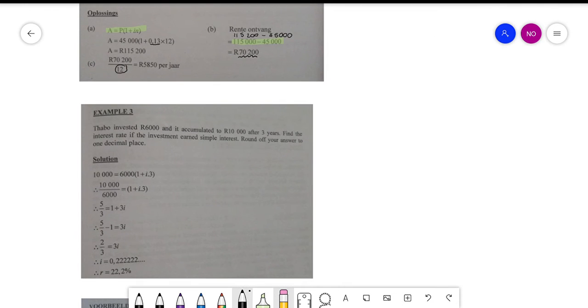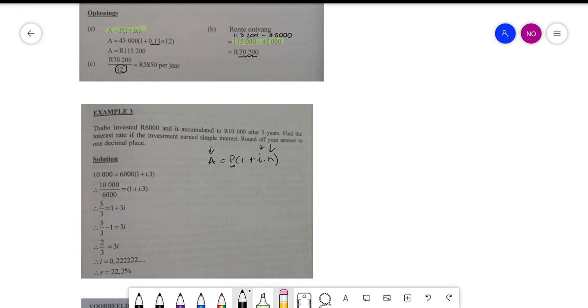Okay, example 3. I didn't take all of the examples, so example 2 in your books is where they ask you to calculate P. So then they give you the final value and you got the interest rate and the time, and then you had to calculate how much the person had to invest in the beginning of the time. So then you just substitute A in, substitute I in, substitute N in, and solve for P.